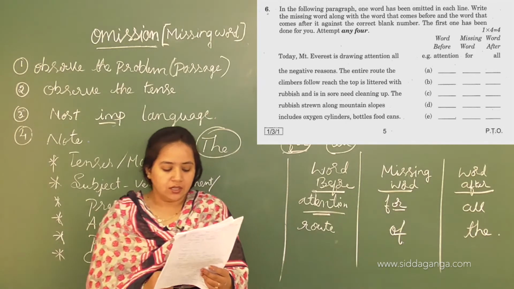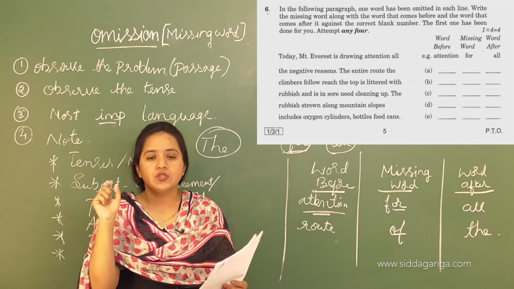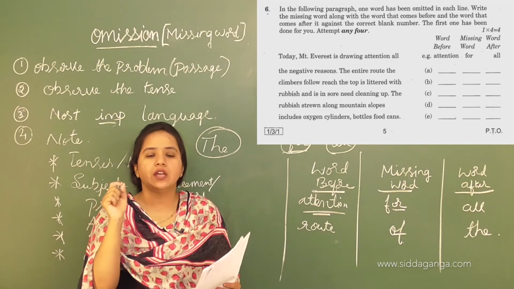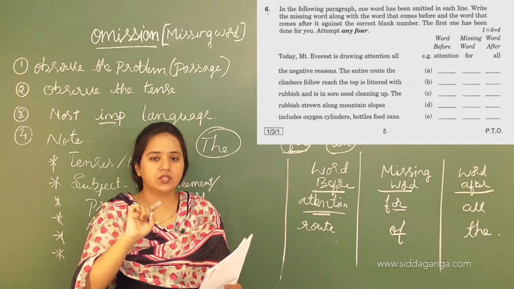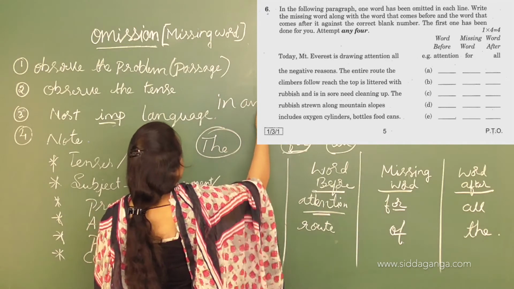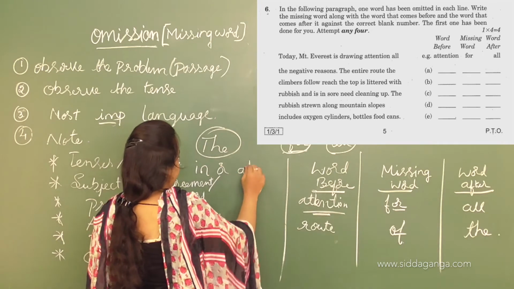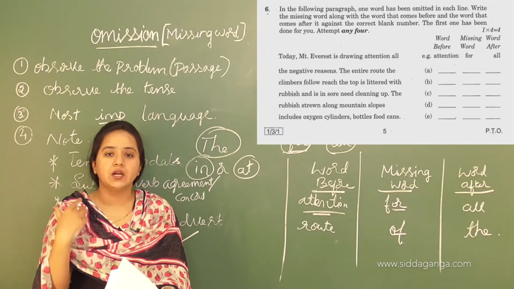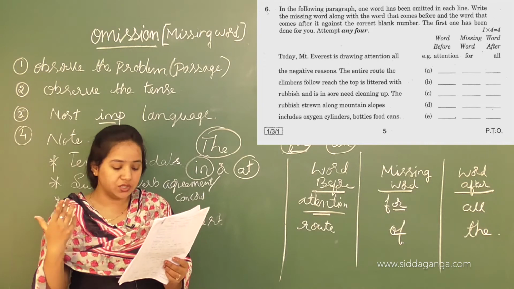So we are working with prepositions in this passage. Now the climbers follow, reach. Which place are they reaching? That is the top. Whenever you are mentioning a place, the preposition of place, all the time you need to concentrate on "in" or "at". So fix the preposition of position, or you may take it as a place. So that is reach the top.